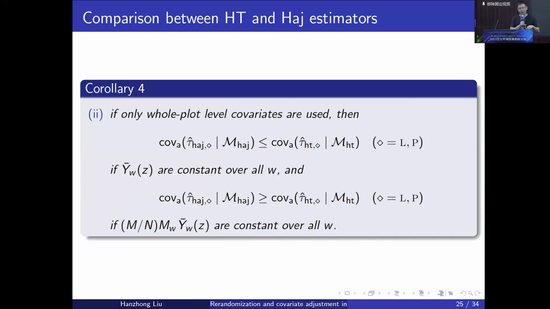Suppose that only whole plot level covariates are used. Then the covariate adjusted Hajek estimator is asymptotically more efficient than the Horvitz-Thompson estimator if the whole plots have similar average potential outcomes, and vice versa if the whole plots have similar total potential outcomes. In practice, since the whole plot totals are often more heterogeneous than the whole plot averages, we prefer the Hajek estimator in this case.